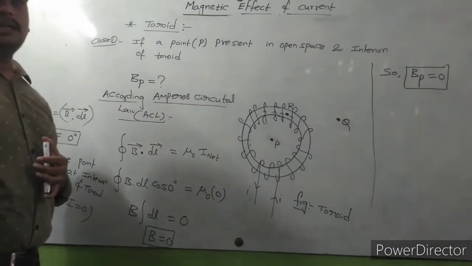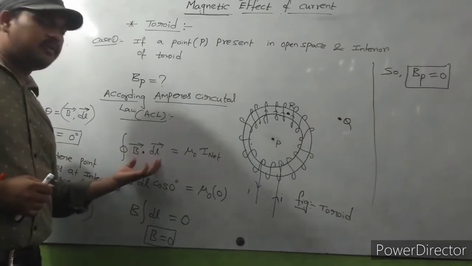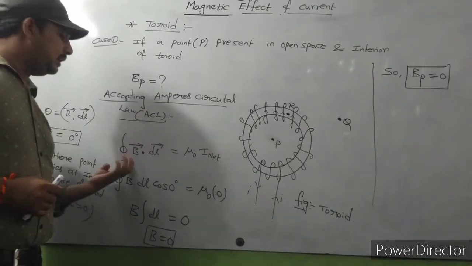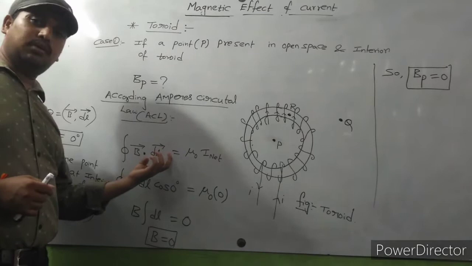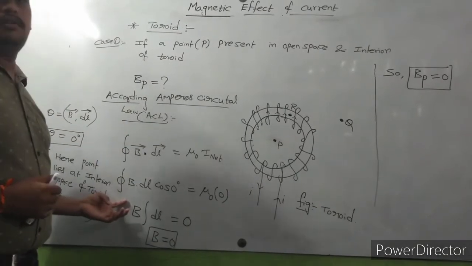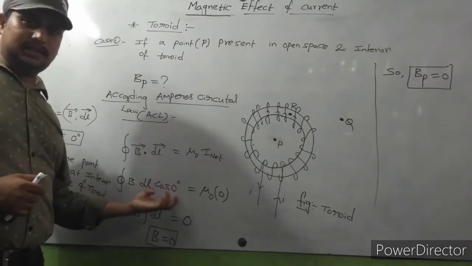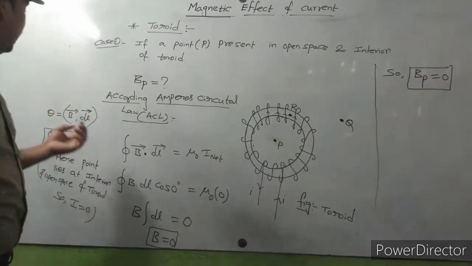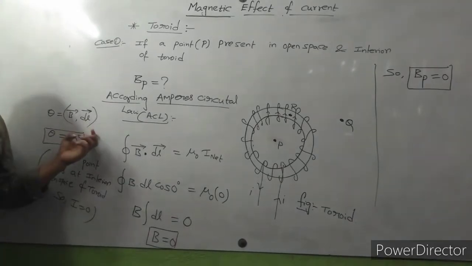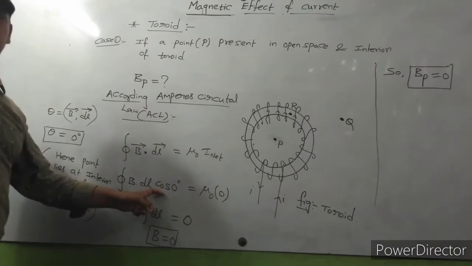What is the mathematical notation of Ampere's circuital law? The line integration of B bar dot dl bar is equal to mu naught into I net. Line integration of B bar dot dl bar is nothing but B dl cos theta. Here theta is the angle between B bar and dl bar, then theta is equal to 0 degrees. Then cos 0 value is 1.